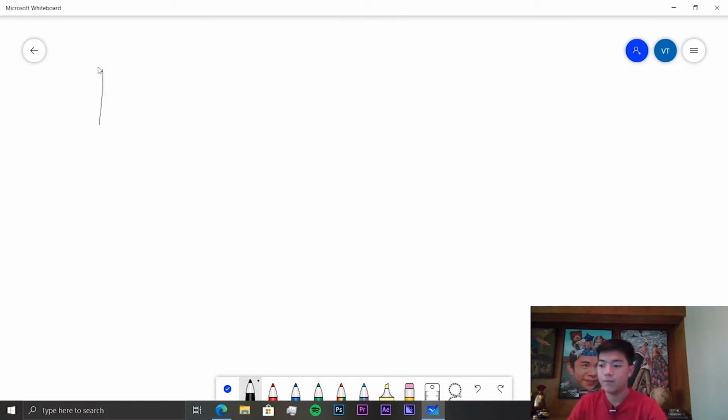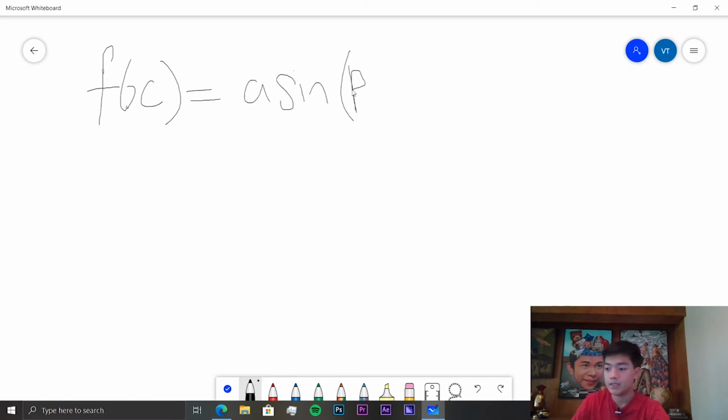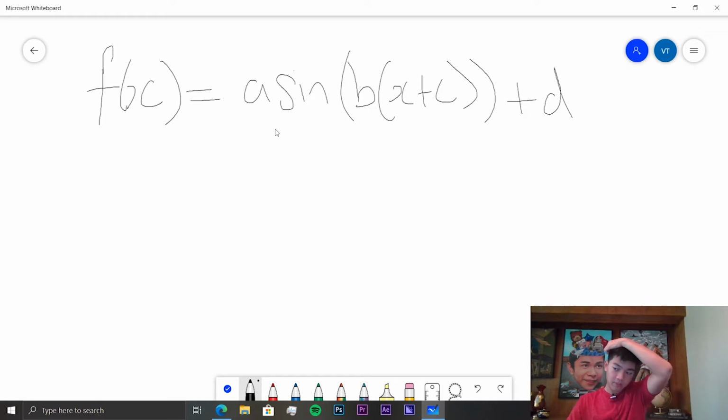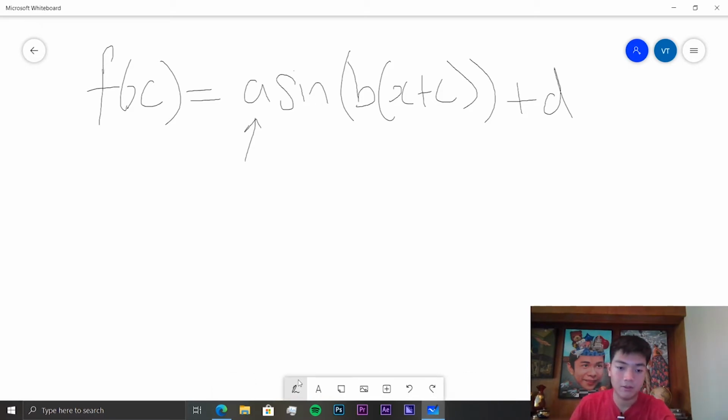And so if we have some function that's equal to a sine of b times x plus c, plus d. Well, what are all these things? I mean, this is simple function transformation. A is how much we're going to vertically stretch this. But for these cosine and sine functions, we give a special name, and it's called the amplitude.